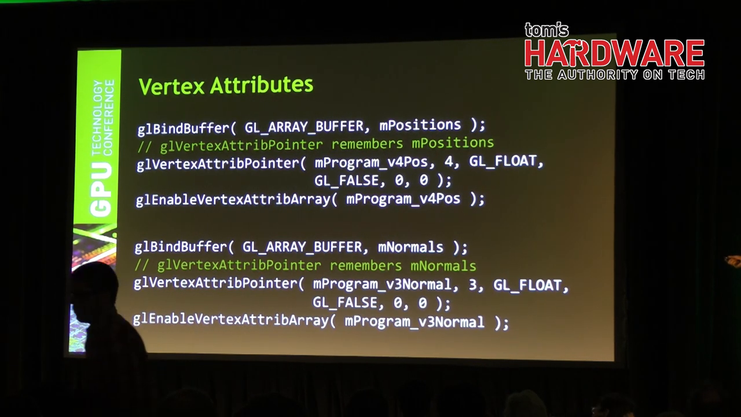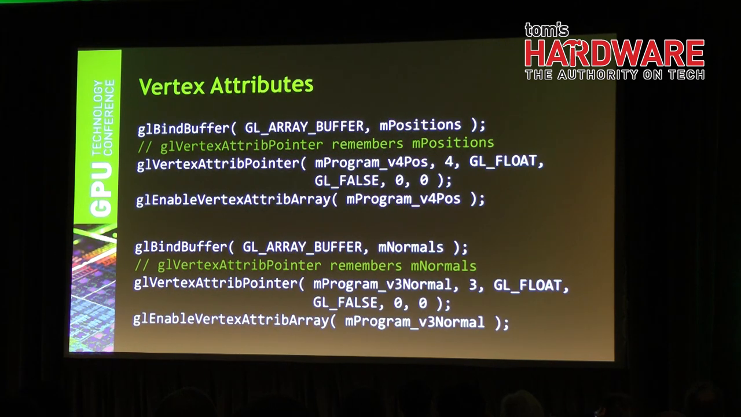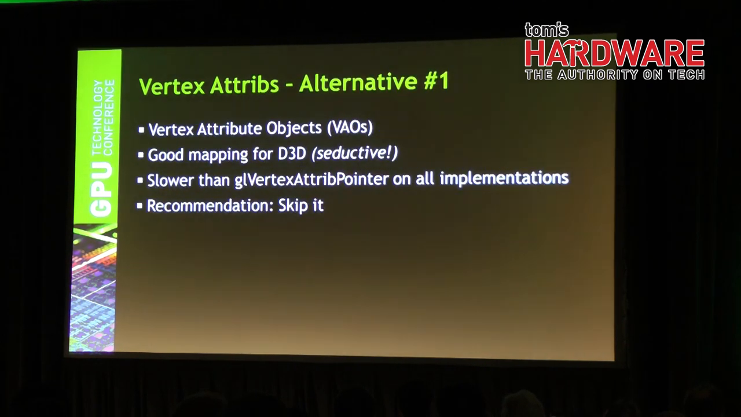And when I do this in program V3 normal, and I've set up in normals, it's going to remember that as well. And then you need to do this enable. It's actually pretty straightforward. There are a couple of alternatives to vertex attribute.